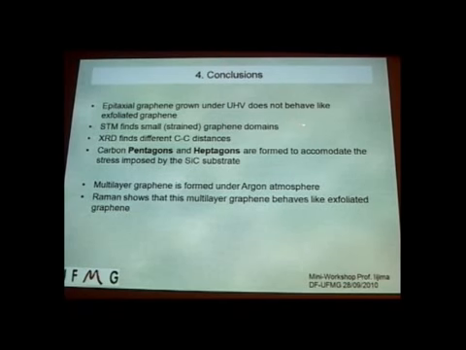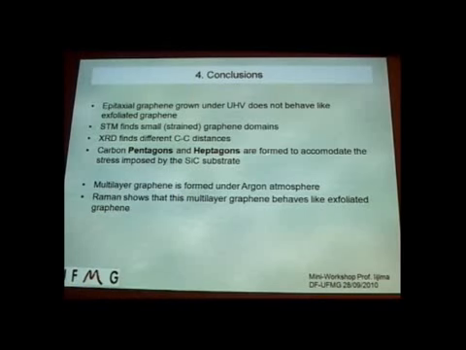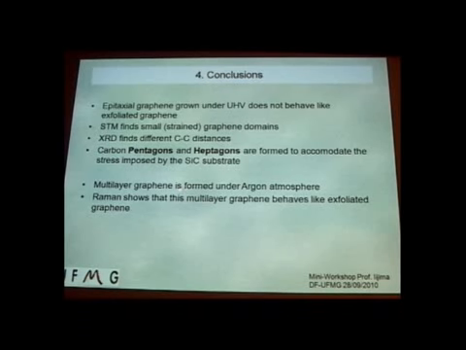So the conclusions, in this very short time, are that it's possible to grow epitaxial graphene, but it does not behave like exfoliated graphene, not in the case of ultra-high vacuum. Scanning thermal microscopy shows that we have obtained graphene domains with different carbon distances. The explanation for that would be that we have pentagons and heptagons being formed to accommodate the stress imposed by the silicon carbide substrate. In another project, by another student, we have been able to synthesize multilayer graphene under argon atmosphere, and the Raman spectrum shows that this multilayer graphene behaves like exfoliated graphene.